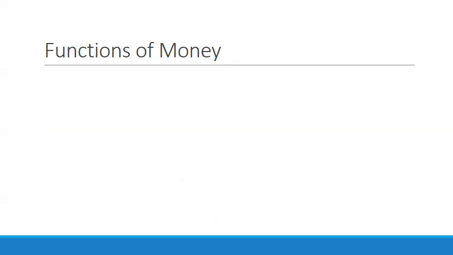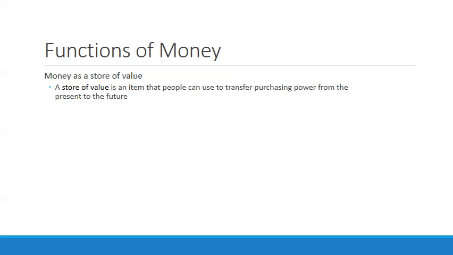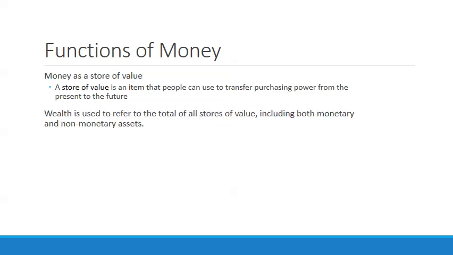So that leads us into our third function of money, which is as a store of value. A store of value is an item that people can use to transfer purchasing power from the present to the future. In other words, it's something that we can save, and then in the future it becomes purchasing power. Wealth is used to refer to the total of all stores of value, including both monetary and non-monetary assets. So when we talk about how much wealth you have, it's monetary and non-monetary.